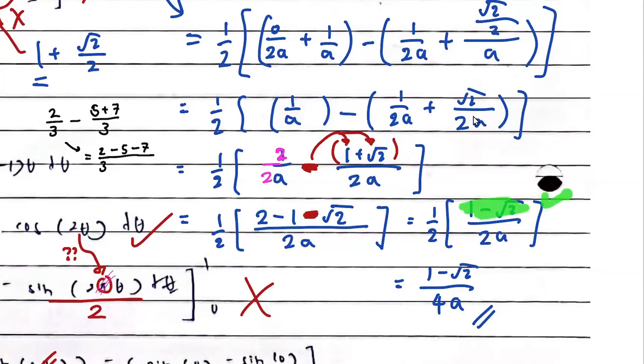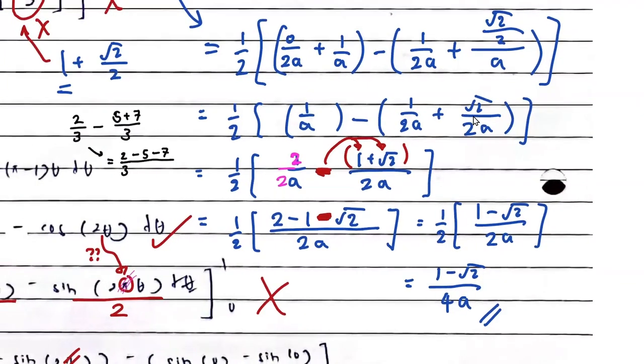Is that okay? Don't forget to divide by 2a. Don't forget the half. Multiply the 2 into the 2a, you get a 4a. Then that's your answer. 1 minus square root 2 divided by 4a. Okay, good. That's your answer.